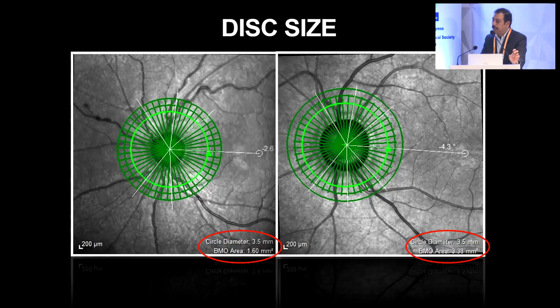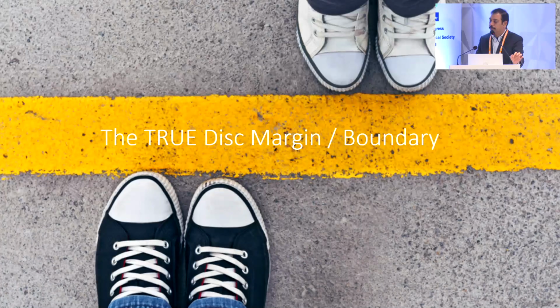Looking at the disc size, how many of us really measure the disc size? Most of us, we don't. It is just an assumption that we think that is a small disc or a moderate or large disc, but ideally if you go with your BMO based disc margin, then we have the disc size accurately measured. You can see the small disc, the BMO area is about 1.6, that is a normal size, in comparison to the disc which is about 3.38, that is a large disc.